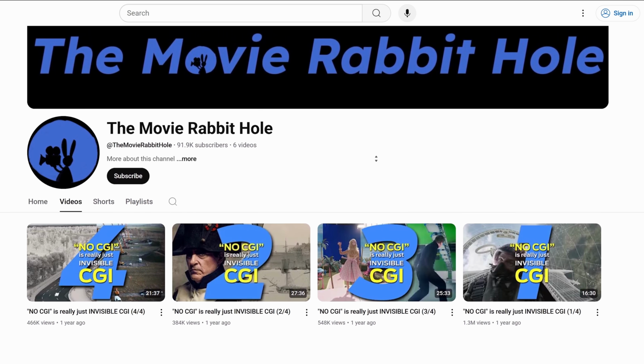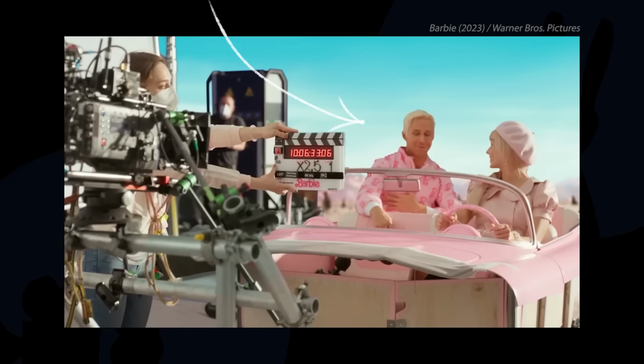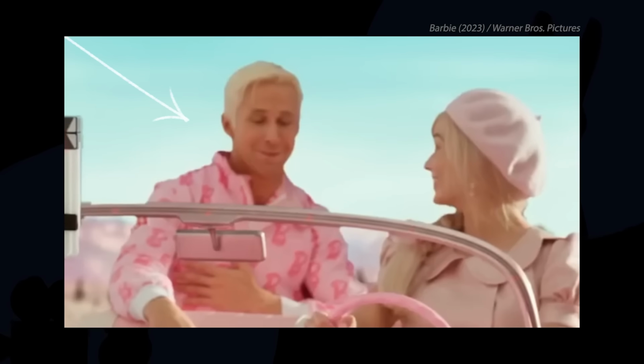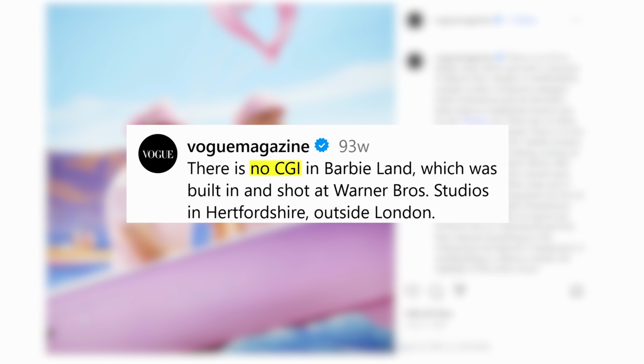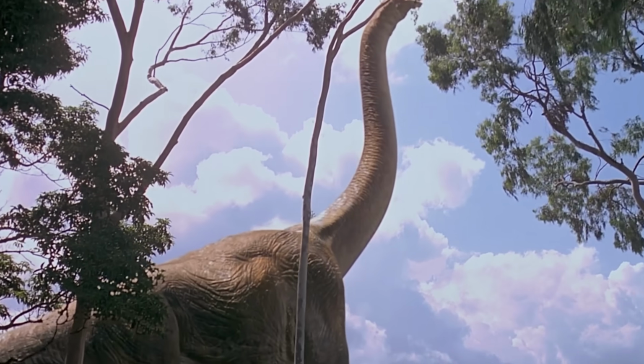And the movie Rabbit Hole has an excellent series documenting this, where he discovered they even removed blue screens from behind the scenes footage to make people think it's all practical sets. It's like they're embarrassed to admit they used CGI, or maybe they think it'll make the movie feel more authentic. Who knows? But what's interesting is that it didn't used to be this way.